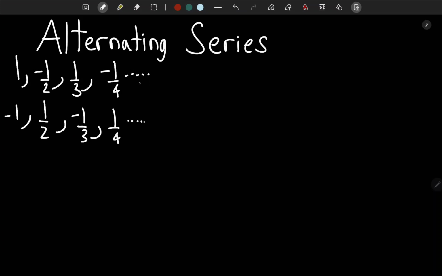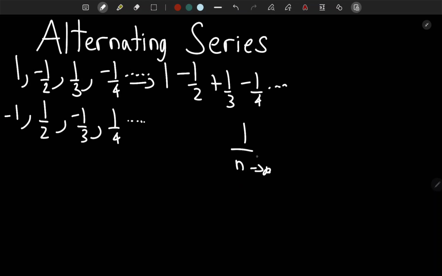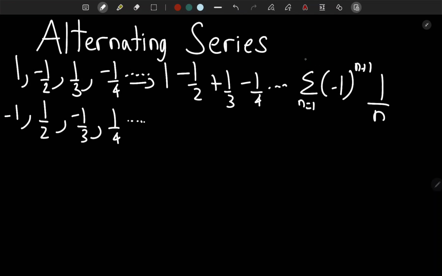And what we want to do is find the sum of all these numbers. So 1 minus 1 over 2 plus 1 over 3 minus 1 over 4 and so on, until we have 1 over n, and n here is approaching infinity. So we can denote this by the following formula, which is sigma of negative 1 to the power of n plus 1 multiplied by 1 over n, where n is equal to 1 and n is approaching infinity.